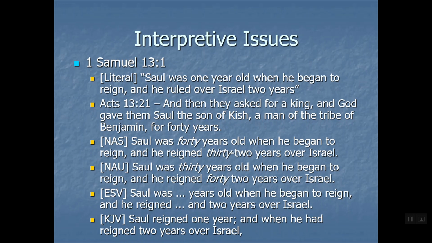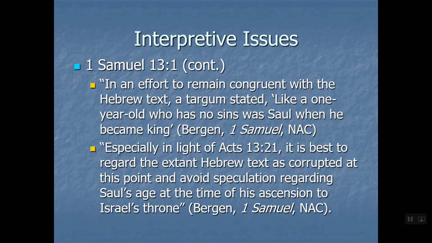And so the ESV just puts... Acts 13 talks about how Saul reigned for 40 years. There's one version, maybe it's even Josephus actually, I think, that says he reigned for 42 years. And so the 40 years would be a round number in Acts, if that's the case. All that to say, I think this last one at the very bottom is a good quote. Given that Acts 13:21 says he reigned for 40 years, the best way to approach this is just to say that the manuscripts we have are just corrupt at this point.